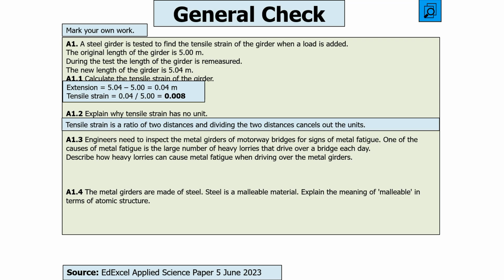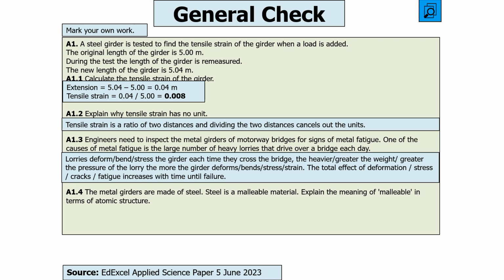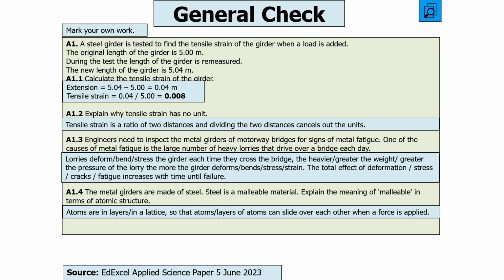Now, heavy lorries can cause metal fatigue because they'll deform and bend the girders each time they cross the bridge. The heavier the weight, the greater the pressure of the lorry, causing a greater amount of strain. So the total effect of deformation will increase over time until you get failure. Now, what happens in terms of malleable? That means that the atoms are in a lattice, so they're in layers, so therefore the layers of atoms can slide over each other when a force is applied to allow it to extend easily.